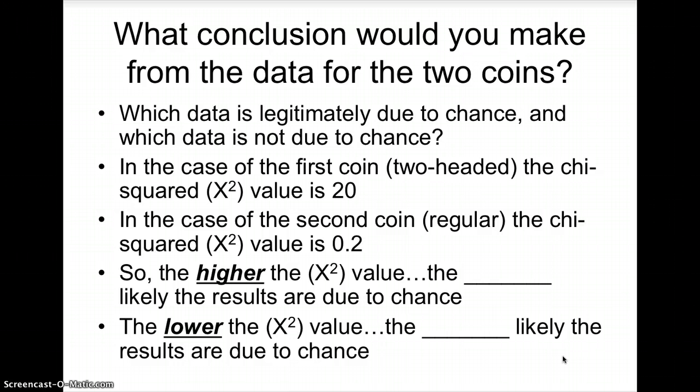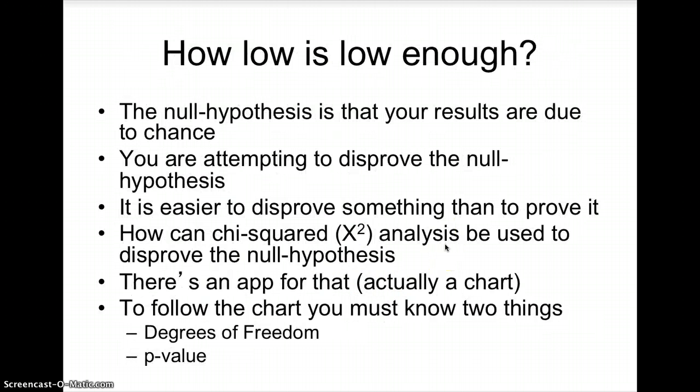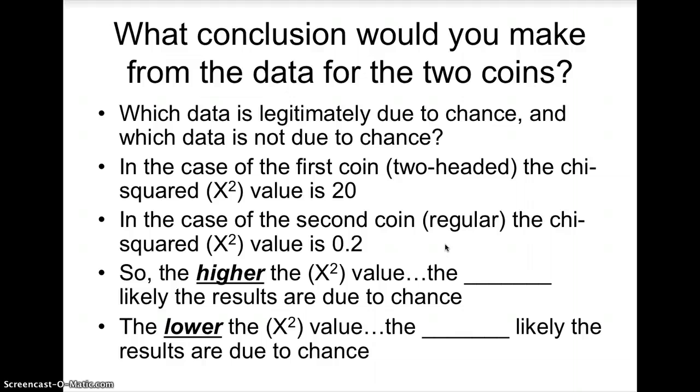So what kind of conclusion can you make from the data that you ran in your two experiments with the coins? Which data is legitimately due to chance and which one is not due to chance? Well, in the case of the first coin, the two-headed coin, the chi-squared value is 20. In the case of the second coin, the regular coin, the chi-squared value is 0.2. So the higher the chi-squared value is, the less likely the results are due to chance. And the lower the chi-squared value is, the more likely your results are due to chance.